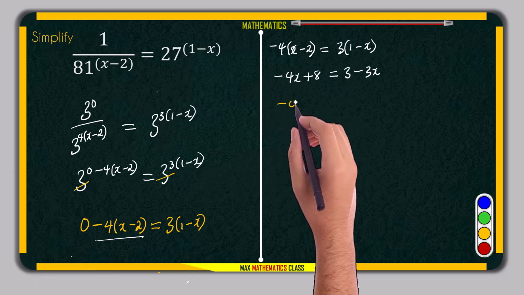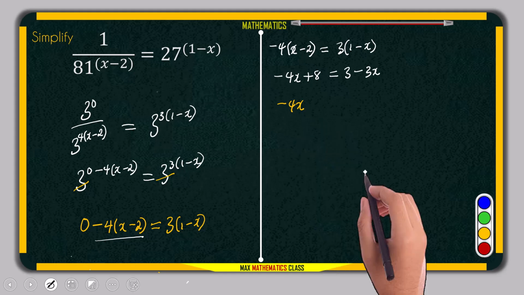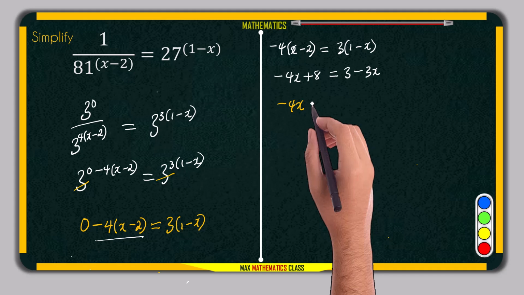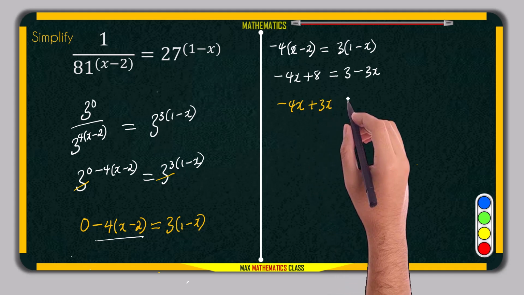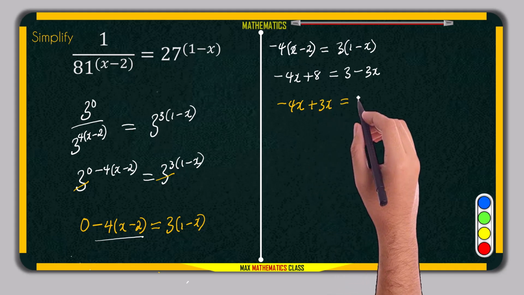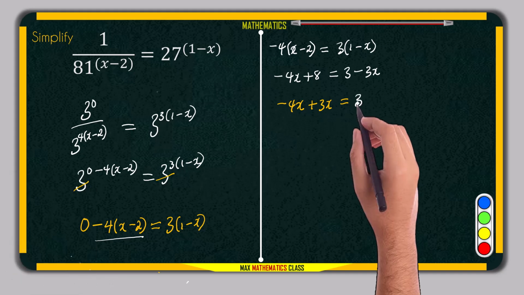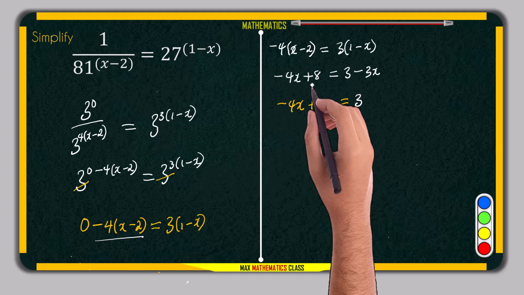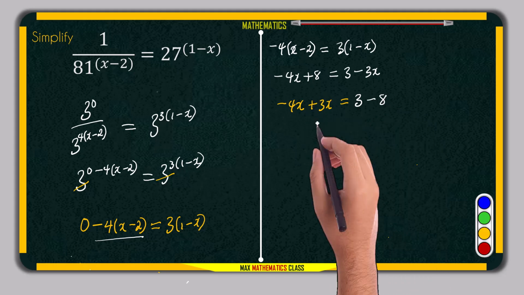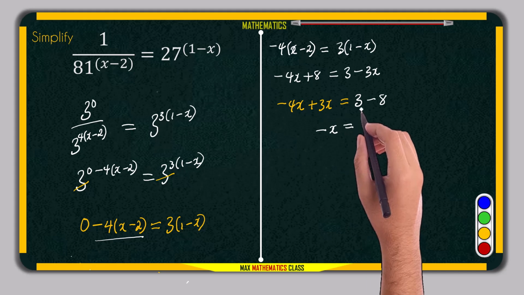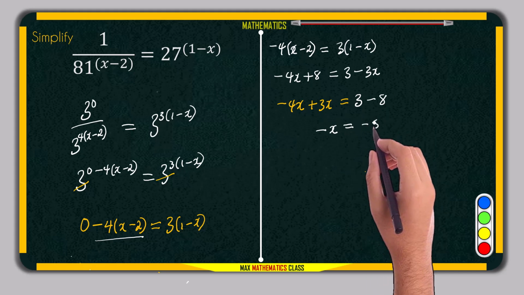we have minus 4x on the left-hand side and minus 3x on the right-hand side. If we move it to the left-hand side, it will become plus 3x, and it will be equal to 3 on the right-hand side, and if we move this plus 8 to the right-hand side, it will become minus 8. So if we simplify minus 4x plus 3x, it will give us minus x, and it will be equal to 3 minus 8, which gives us minus 5.